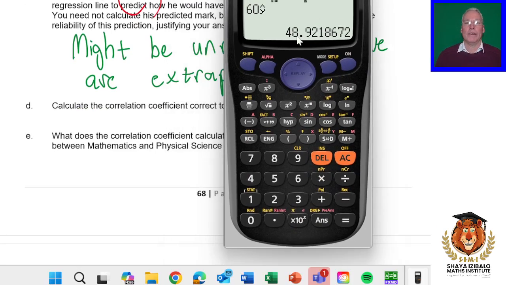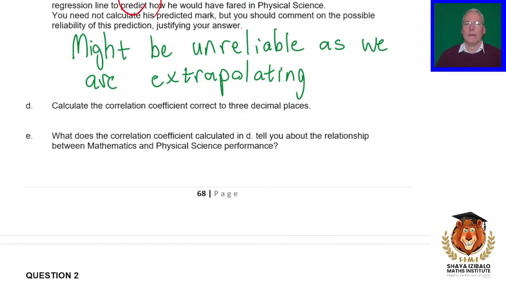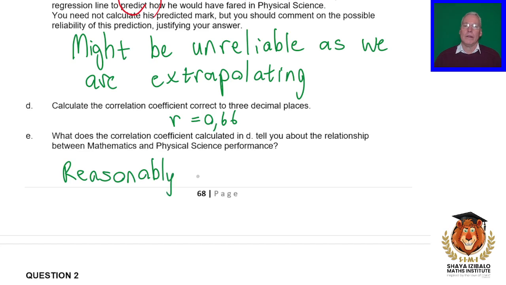We do use our calculator, shift stat 5, and this time we're going to go for option 3 for R, and we get 0.66. What does that tell us? Okay, and again, 0.66, reasonably strong positive relationship. Notice that the sign of R, positive, and the sign of B, our gradient, are the same.